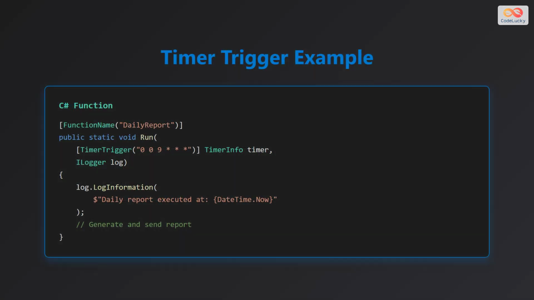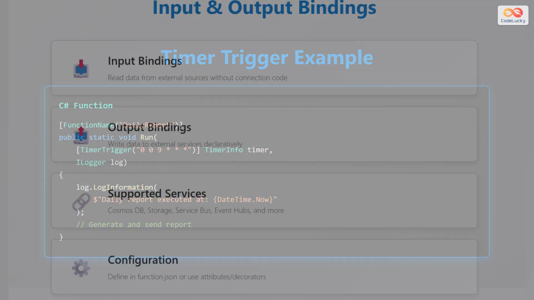Here's an example of a timer trigger in C#. The function is named daily report and is decorated with the function name attribute. The timer trigger attribute specifies a cron expression, 0 0 9 * * *, which means this function runs every day at 9 a.m. The function receives a timer info object and a logger. It logs the current execution time and can perform tasks like generating and sending a daily report. Timer triggers are excellent for scheduled maintenance tasks, data cleanup, report generation, or any recurring operations that need to happen automatically.